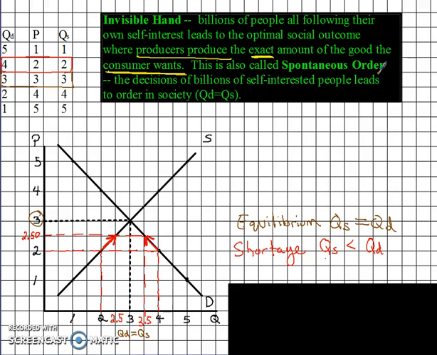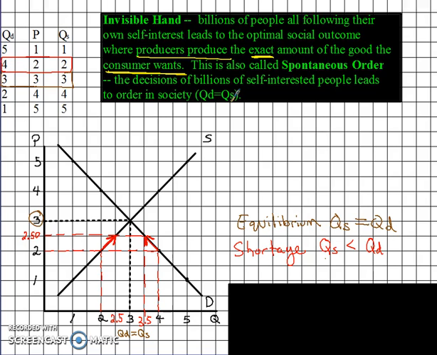Okay? So this is also sometimes called spontaneous order. Why? Because it's the decisions of billions of self-interested people that leads to this equilibrium. You didn't need a government to do it. You didn't need some authority to do it. It just happens. Sometimes you might also hear this called emergent order. Order just emerges on its own in the free actions of billions and billions of self-interested people. And this leads to order in society. And what I mean by that is the quantity demanded will be equal to the quantity supplied. The market will clear, the producers will produce the exact amount of the good that the consumer wants.